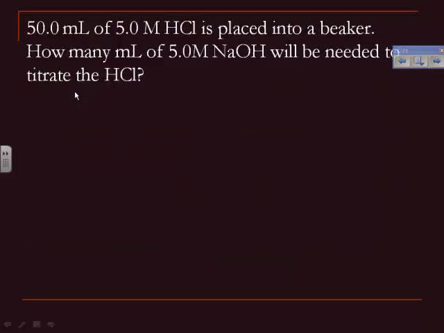I would highly recommend, as you're watching these videos, that you take the time to pause the video, try the problem yourself, see if you're getting the right answer, and then go back to play it. So this first one: 50 milliliters of a 5.0 molar HCl solution is placed in a beaker. How many milliliters of 5 molar NaOH will be needed to titrate the HCl?